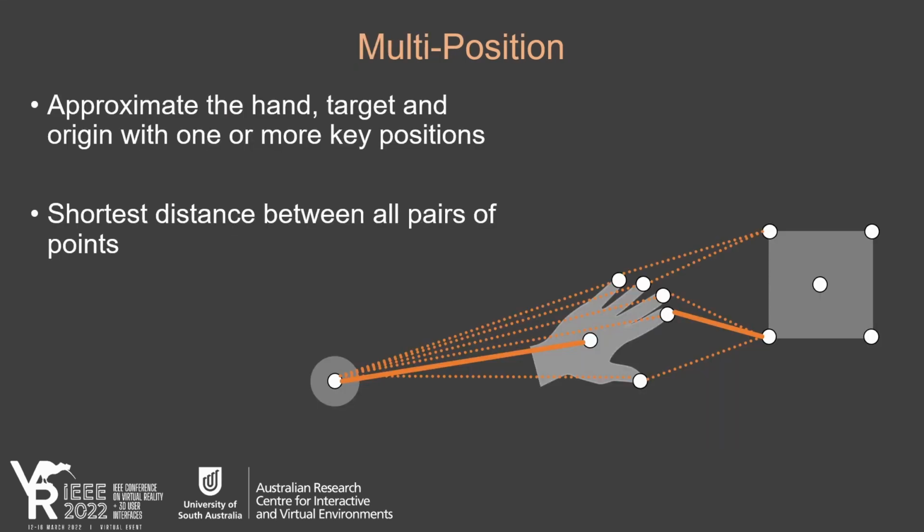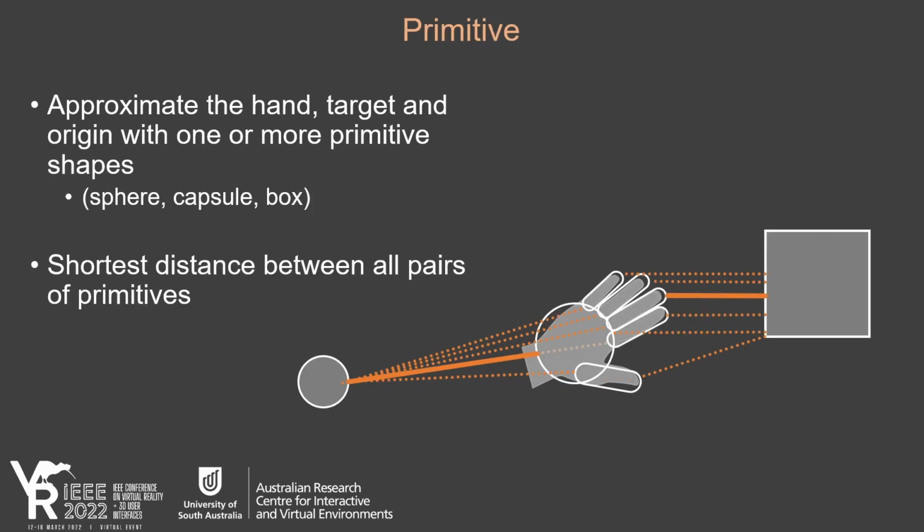The multi-position representation leverages multiple key positions on the hand, target, and origin. The closest pair of positions is found and provides the distance for the retargeting algorithm. The primitive representation leverages the mathematical representations of primitive shapes. The hand, target, and origin are represented by one or more of these primitive shapes, and the shortest distances are found and become the distance for the retargeting algorithm.